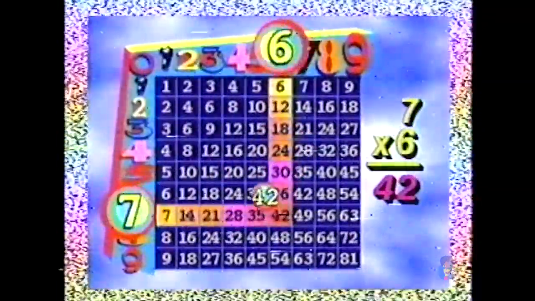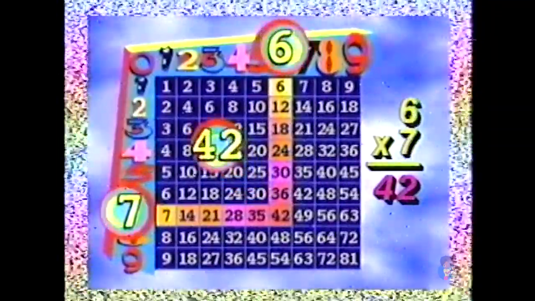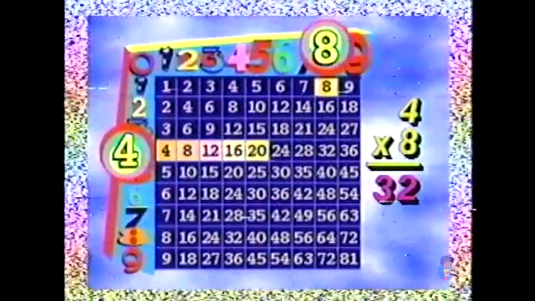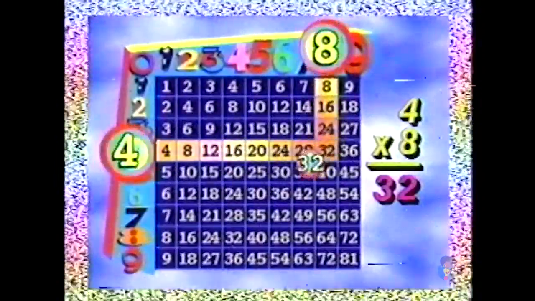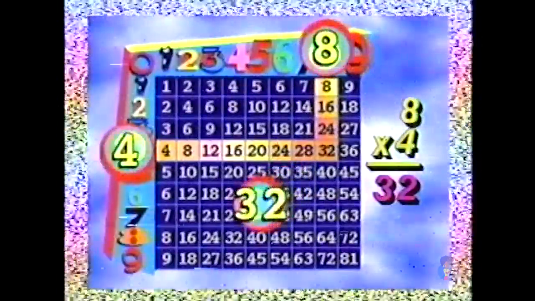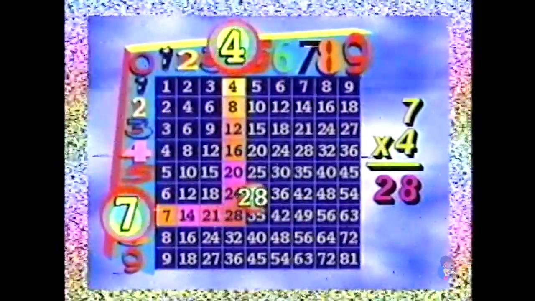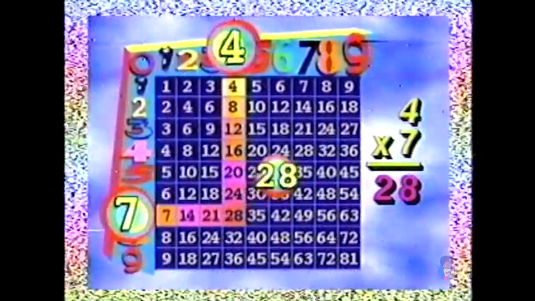3 times 7 is 7 times 3. 21 is 7 times 3 and 3 times 7. 6 times 7 is 7 times 6. 42 is 7 times 6 is 6 times 7. 8 times 4 is 4 times 8. 32 is 4 times 8 and 8 times 4. 4 times 7 is 7 times 4. 28 is 7 times 4 and 4 times 7.